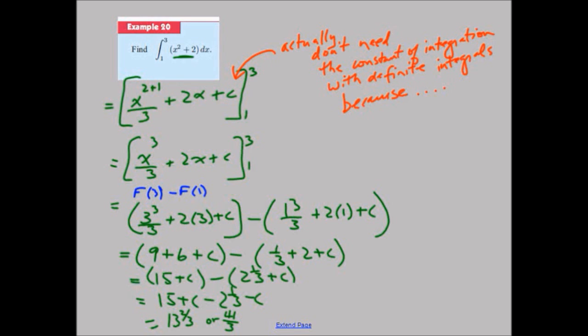And looking back, I think I did that wrong. 15 subtract 2 is 13. Subtract another 1/3 is 12 and 2/3. So 38 over 3 would be an acceptable answer. So actually we didn't need the constant of integration with definite integrals because they result in c subtract c, which equals 0. Okay, very important to understand that.